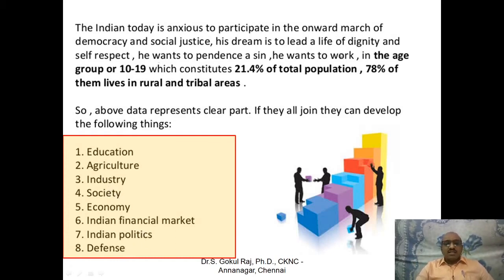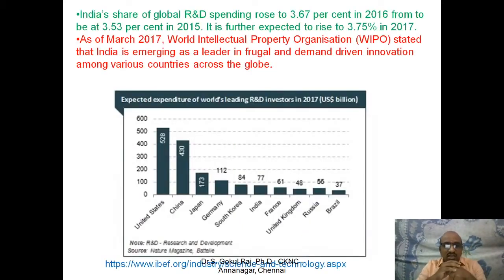You see that today's student is very anxiously involved in participating in all these areas, and almost 20% of the population is in this age group, and 78% lives in rural areas. When we see the global scenario, research and development shows an increasing trend. Once in 5 years they used to give the report. Now you see that it is 2 billion. Such a huge amount of money is invested in research and development.